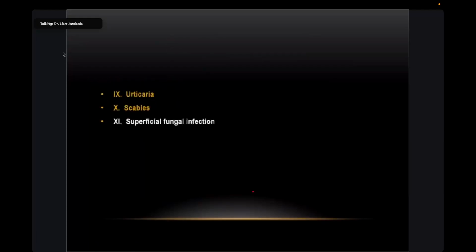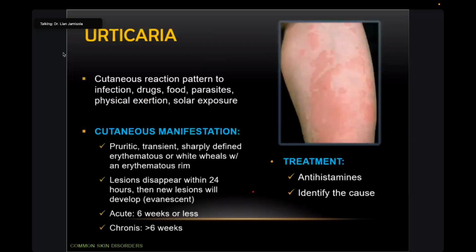Okay, let me just go through urticaria, scabies, and superficial fungal infection. Okay, urticaria is a cutaneous reaction pattern to infection, drugs, food, parasites, physical exertion, or solar exposure. So, it will present with wheals, or what are also called hives, in layman's terms. What's important for you to know is it's very periodic and transient, and it will disappear within 24 hours, then new lesions will develop again. So that's why it's called evanescent.